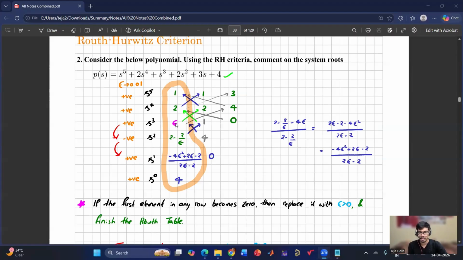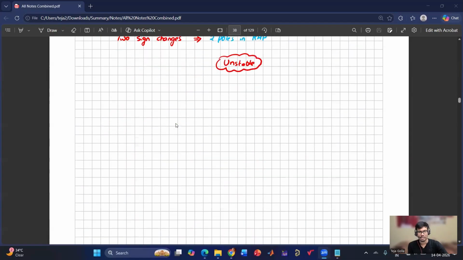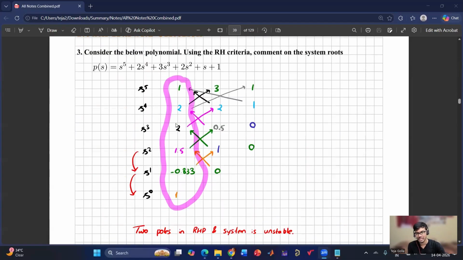So 0 will be replaced by epsilon if it's the first element of the row. But if it is the entire row, then it's a different thing that is called auxiliary polynomial, and we have also solved one problem to address that. So in this problem, again, there is a sign change. So the system is unstable.